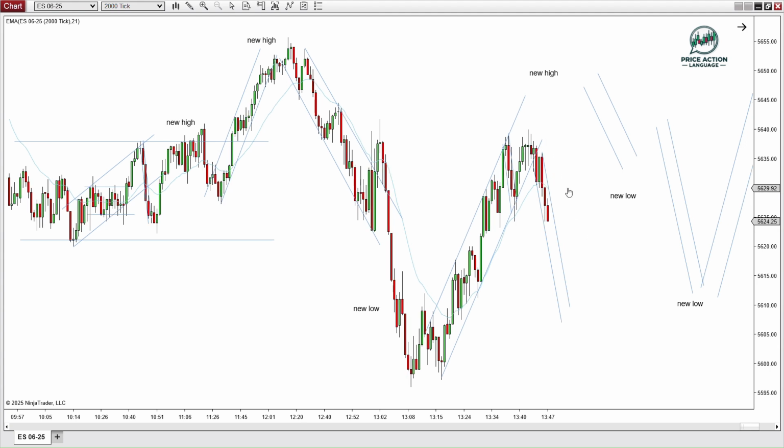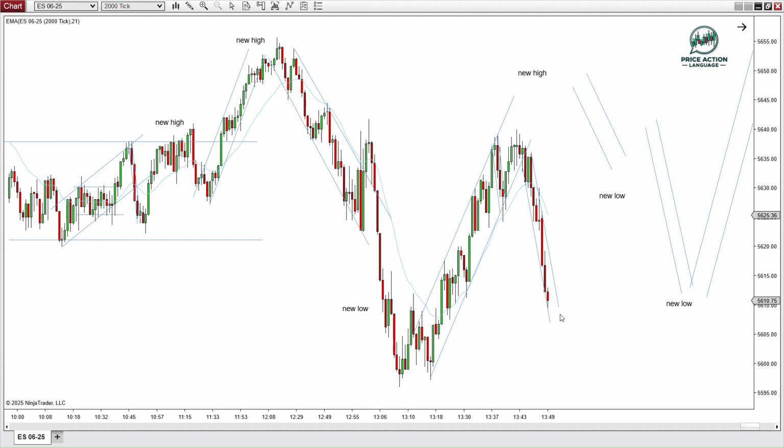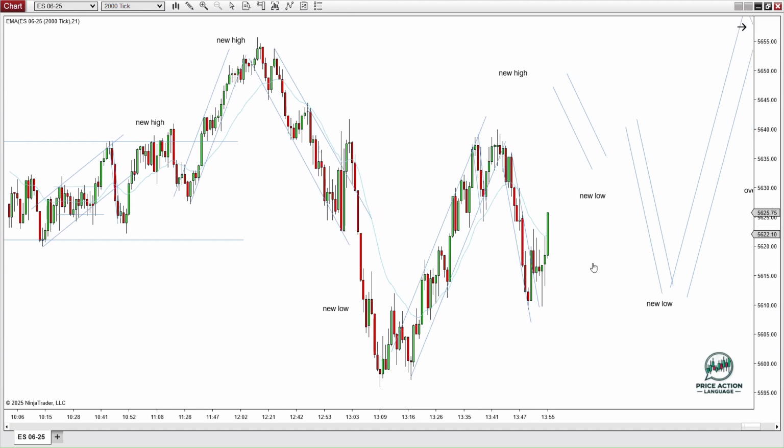You have a first entry long, and you get some deep correction here. So when I saw this correction, I actually shifted to something like this, and I played it as a break in a new extreme. Why? Because this correction was so deep. It retraced pretty much the whole move here. So I was starting to think about some second entry short at the EMA.